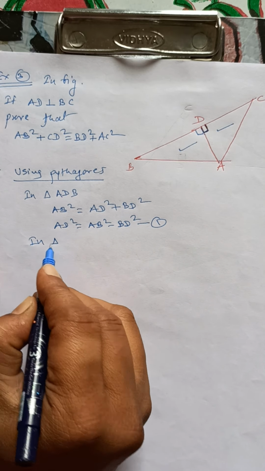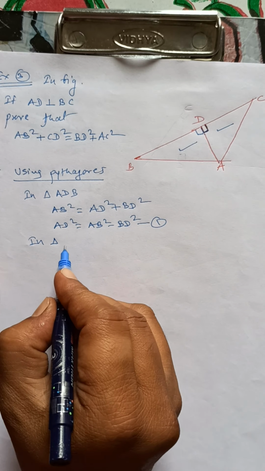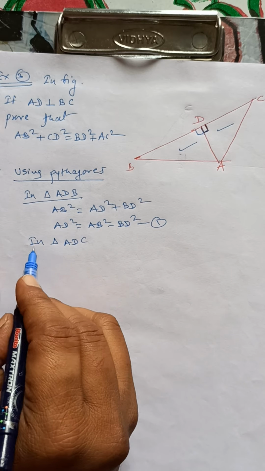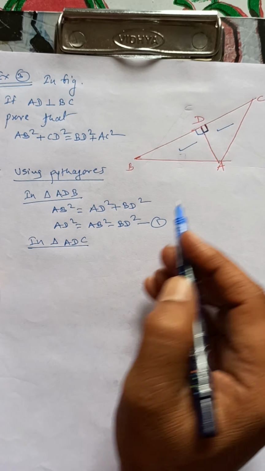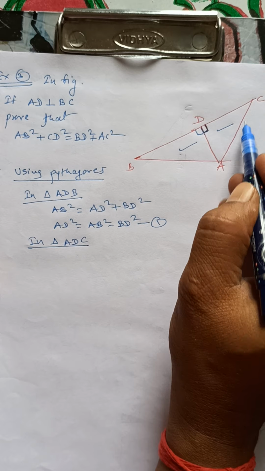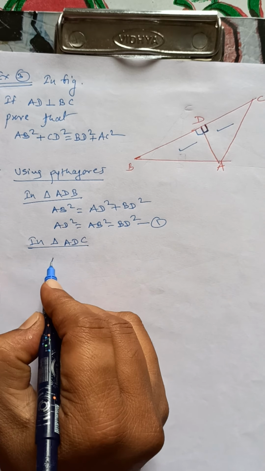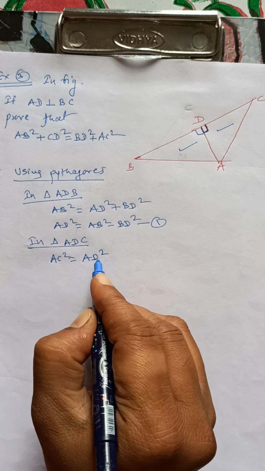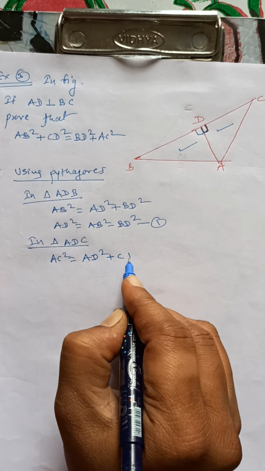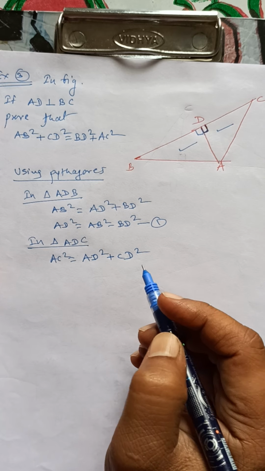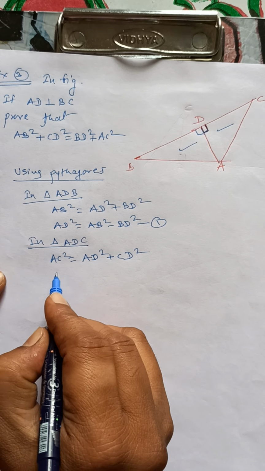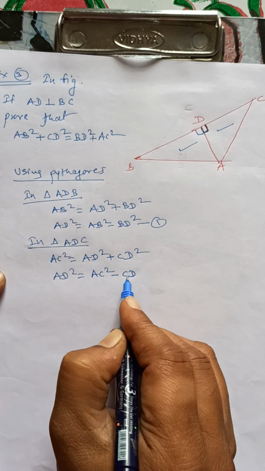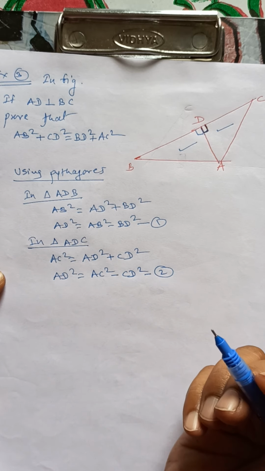Similarly, in the second triangle, triangle ADC, this angle is 90 degrees. So this is the hypotenuse. AC square is equal to AD square plus CD square, isn't it? So from here also I'll write AD square is equal to AC square minus CD square. This is equation number 2.